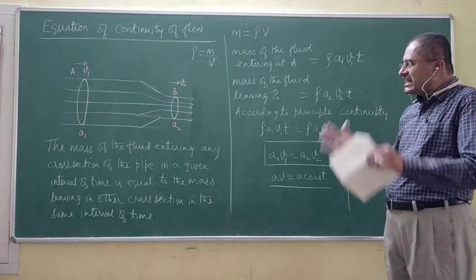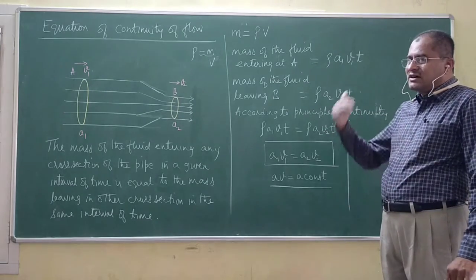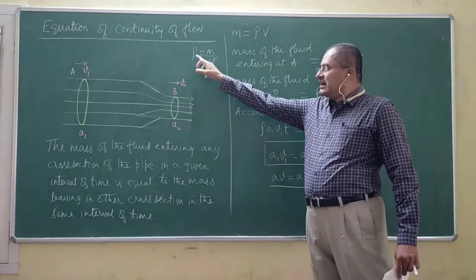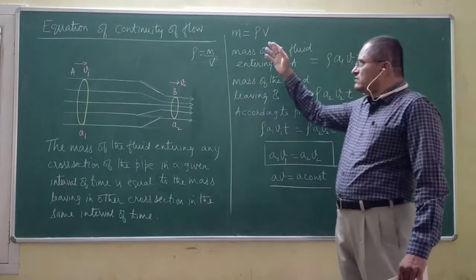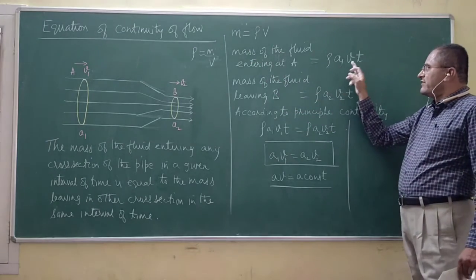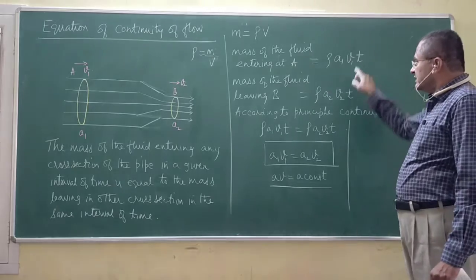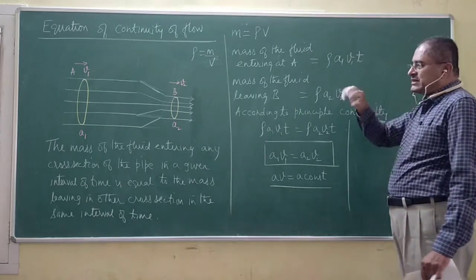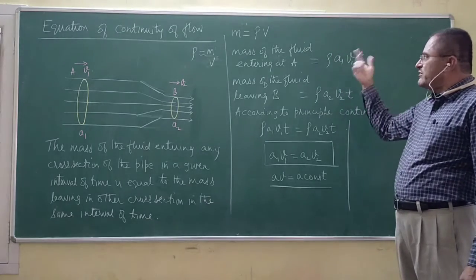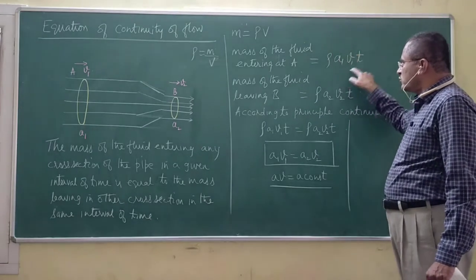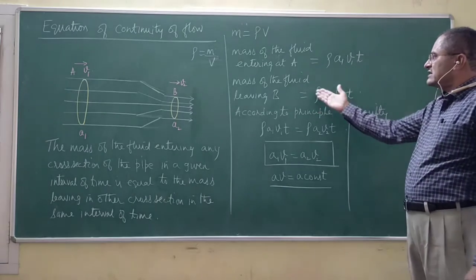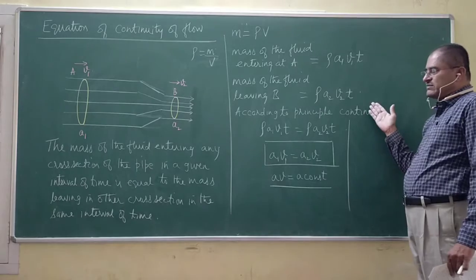Therefore, first I calculate what is the mass of the liquid entering A. To calculate mass, density is equal to mass by volume. Mass is density into volume. Therefore, I have written it as rho A1 V1 T. This is velocity per second. Velocity per second means T becomes equal to 1. Therefore, distance. So, area into length will be volume. This is density. This total is volume into T. This is for time T. Similarly, mass of the fluid leaving B is this much.